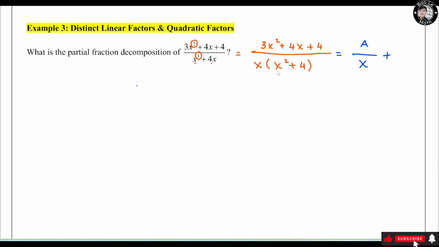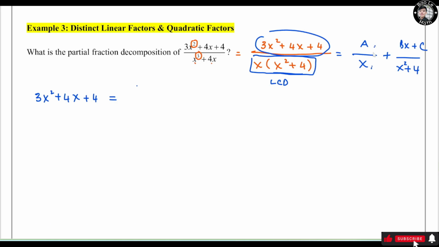Plus, now the second factor right here, s squared plus 4. Denominator is the quadratic factor. So the top should be the linear factor, right? So it should be bs plus c. So keep that in mind. Now observe that this one is the LCD, right? For the first fraction right here, we miss s squared plus 4, right? So I will write this one right here. Multiply the top and bottom by s squared plus 4.